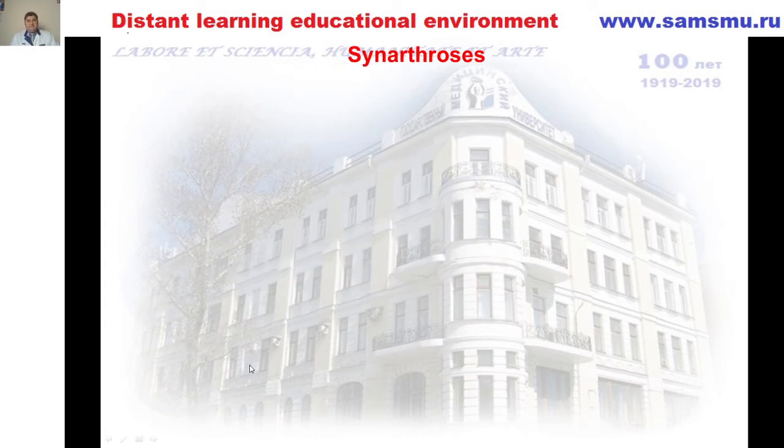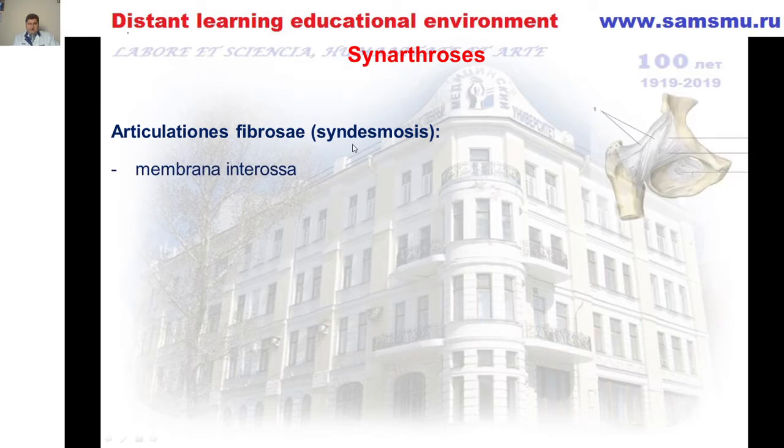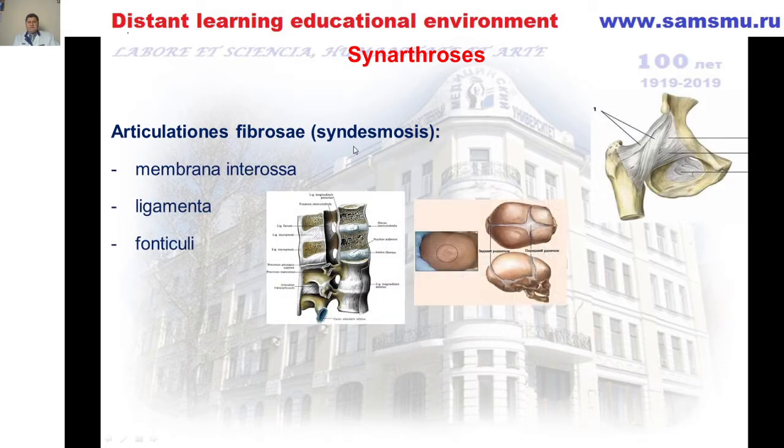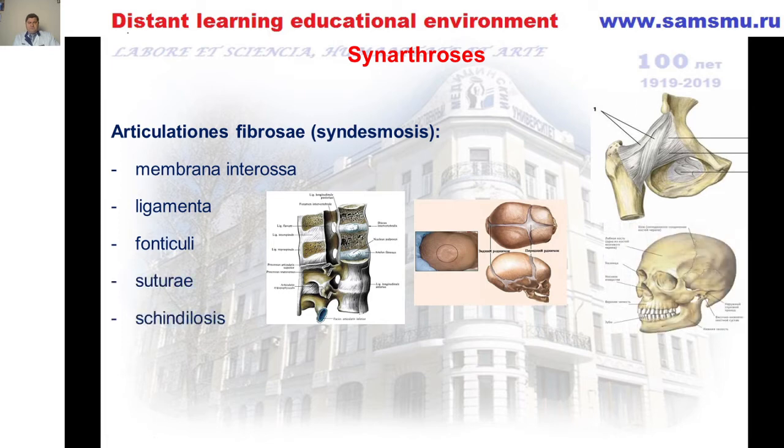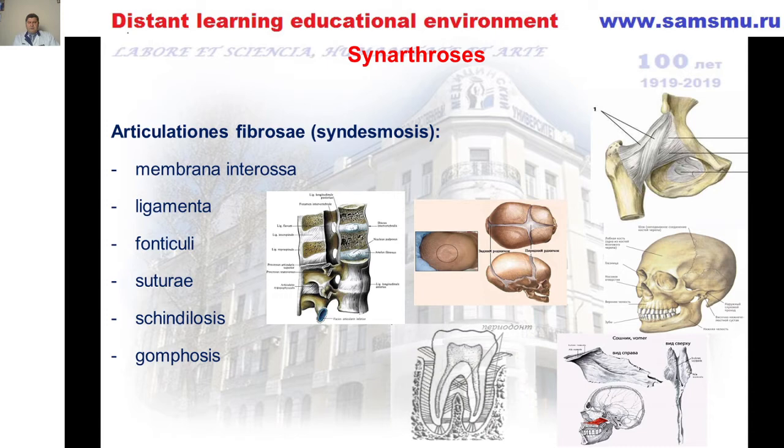So, first, in detail, we'll talk about synarthrosis. And the first part of synarthrosis, I told you, is articulationes fibrosae or syndesmosis. So, we can see all this connection between bones, and in detail, I will tell about this connection. So, the most common type of synarthrosis is syndesmosis, fibrous joints.